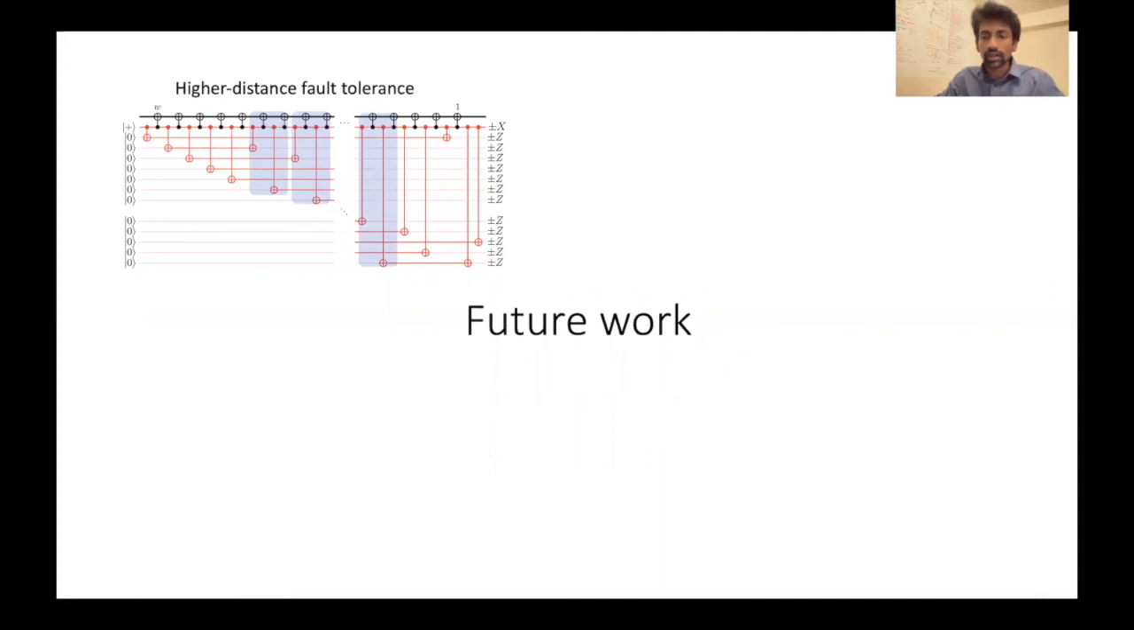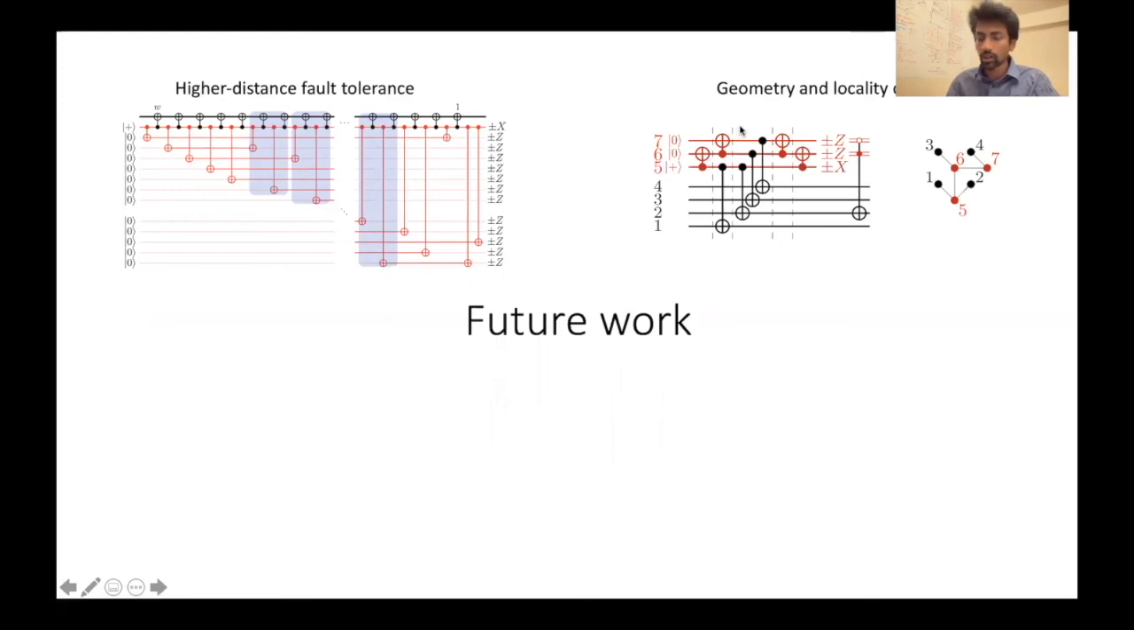The next thing we looked at is geometry and locality constraints. Here we show a weight 4 stabilizer measurement circuit, which is fault tolerant to distance 3. And we show that these 7 qubits can actually be arranged in the form of this 2D grid with only nearest neighbor interactions. So this is interesting for superconducting type quantum computers because they have circuits that need to be fit on a 2D grid. But in the case of, say, ion trap quantum computers, which have all-to-all connectivity, you can just directly use the circuits from the paper.